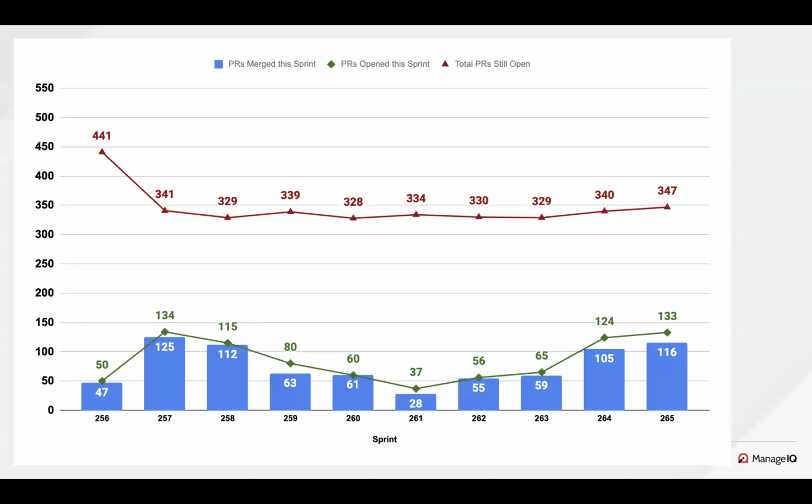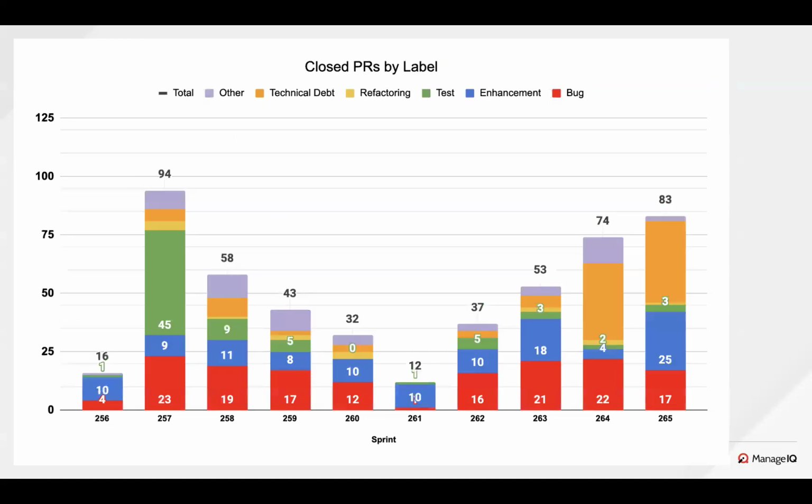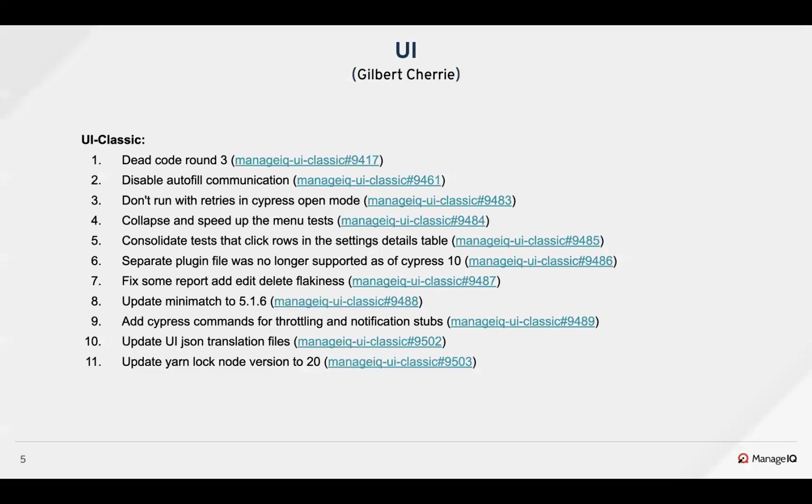As you can see, this is a pretty typical sprint with 116 PRs merged this sprint. A huge chunk of them were refactoring and cleanup, but we had quite a number of enhancements and some bug fixes as well. And over to Gilbert on the UI.